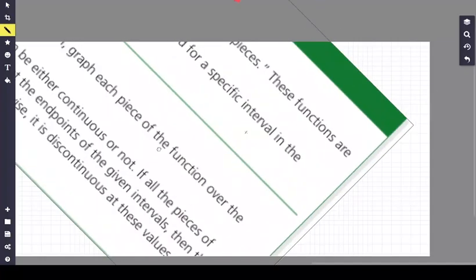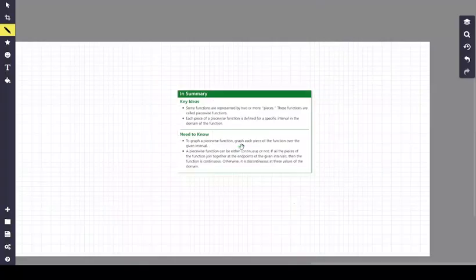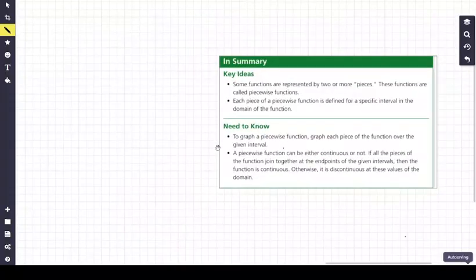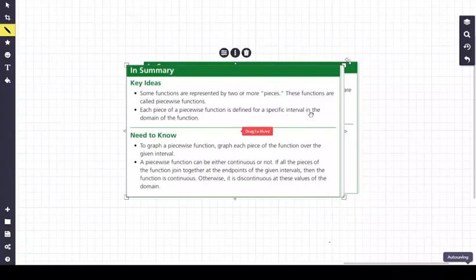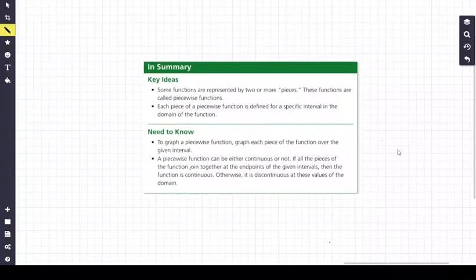So we went through some examples of piecewise functions. Let's go ahead and summarize this entire class up. Let's look at some key ideas, and let's see what we need to know from this little lesson that might be getting assessed. So key ideas. Some functions are represented by 2 or more pieces. These functions are called piecewise functions. Each piece of a piecewise function is defined for a specific interval in the domain of the function.